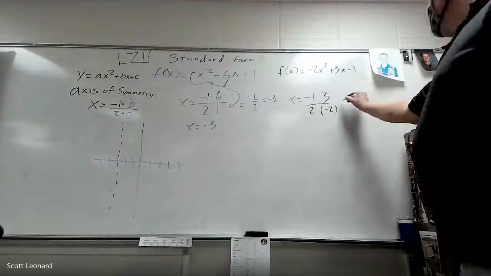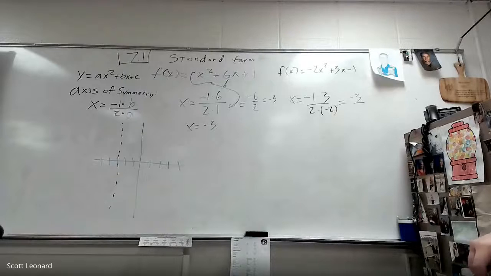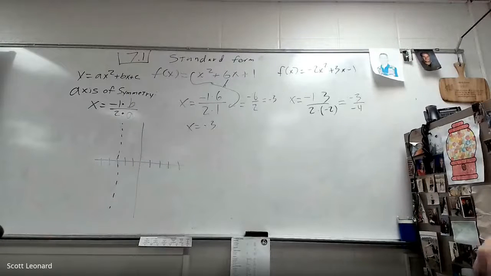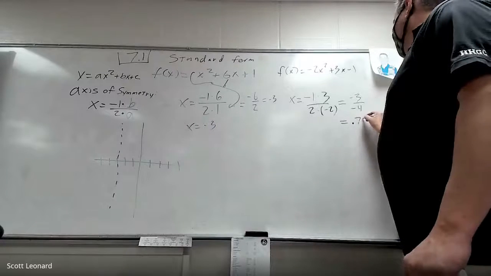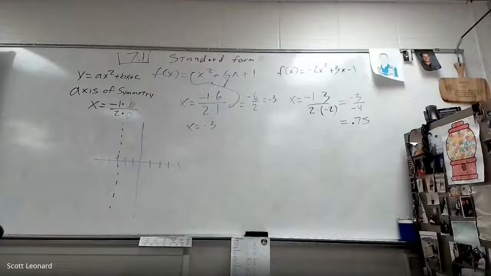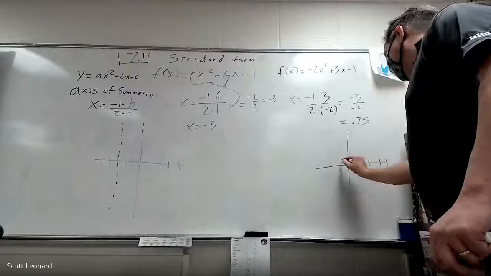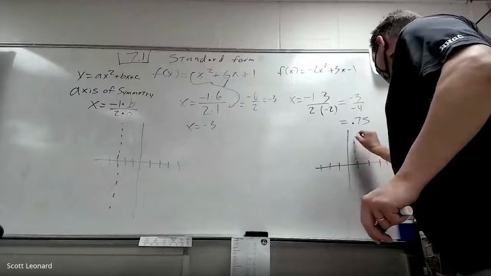Okay. So I'm going to take -1 times 3. I'm going to get -3. 2 times -2, I'm going to get -4. -3 divided by -4 is positive 0.75. This one wouldn't be as pretty to graph as that one. As I go to graph this one, where would 0.75 be on my XY axis? From the middle, which way am I going? I'm going to go to the right. I'm going to stop before I get to 1. So a little beyond halfway, it's going to be right here.